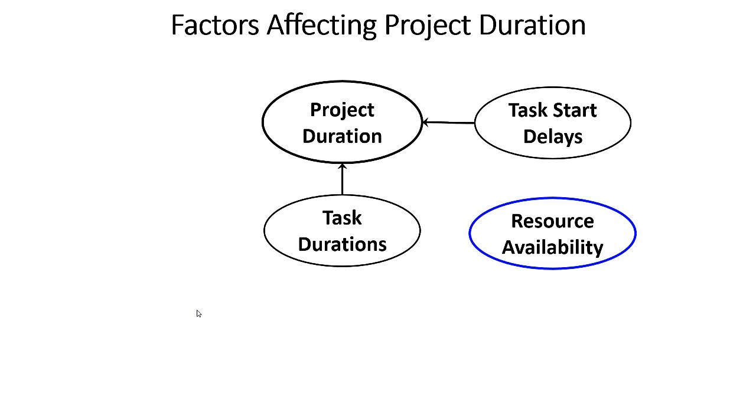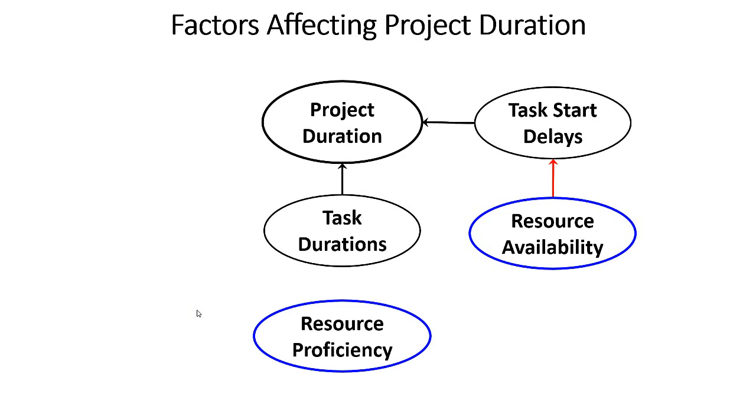So let's throw in another variable here, resource availability. So how does resource availability affect the task start delays? Well, the more available your resources are, the less likely you're going to have to wait to start a task. So we have a negative relation. Increase availability, decrease your start delays in your tasks.